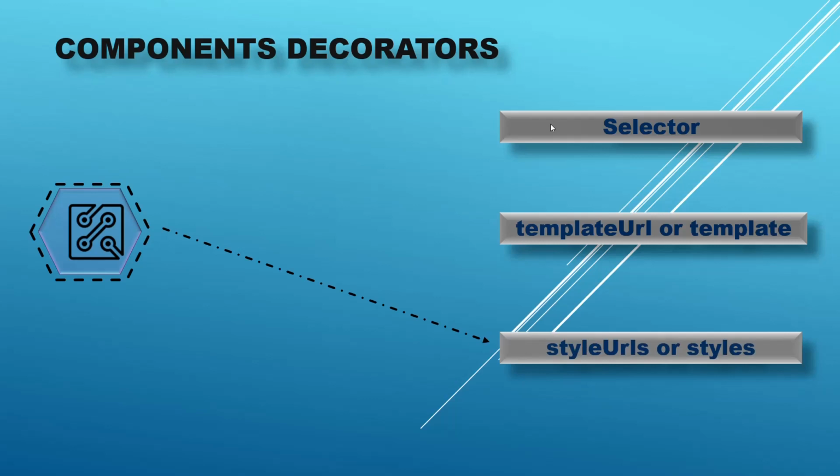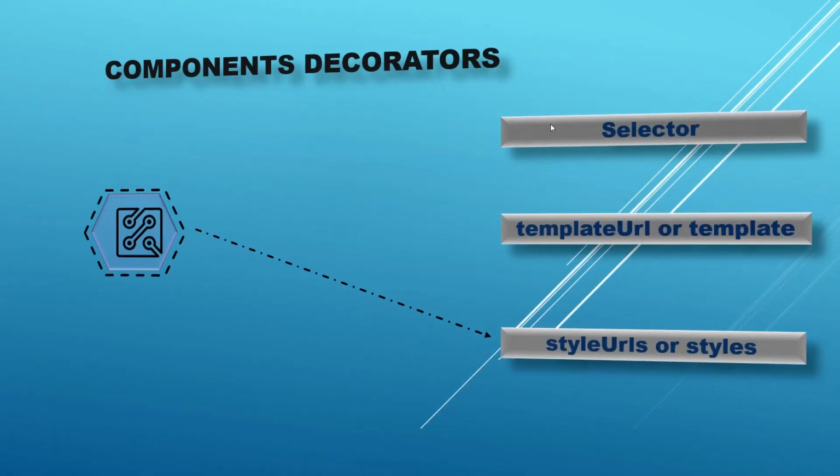Then you will have style URLs, which is the style you will have for that component in the TS file. So you will have the style URLs or styles. You can also write your style directly, which will be in your TS file only, or else you can give the URL of your CSS file. So all of this will be present whenever you create a component.